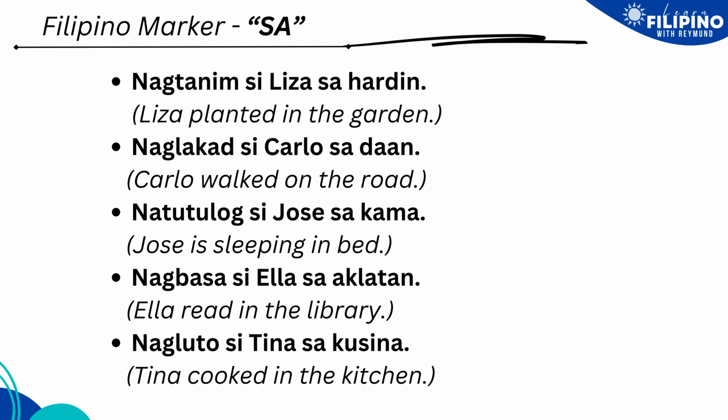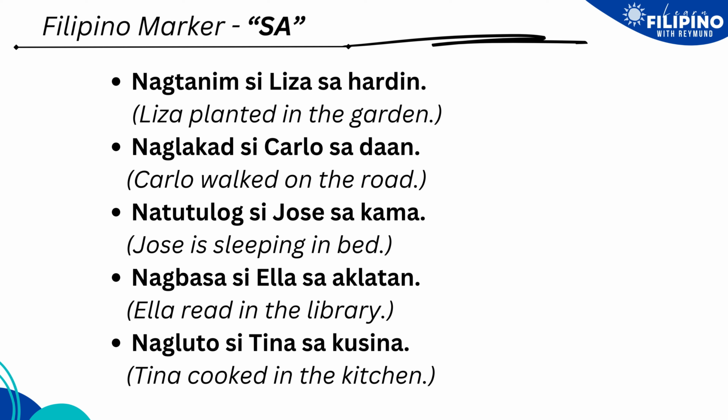Nagbasa si Ella sa aklatan. So Ella read in the library. Basa is the root word. Nagbasa is read, past tense. And then aklatan is a library. Aklat is a book. Aklatan is a library. Nagluto si Tina sa kusina. Tina cooked in the kitchen. Nagluto, past tense of to cook. Luto is the root word. And then kusina is the kitchen.